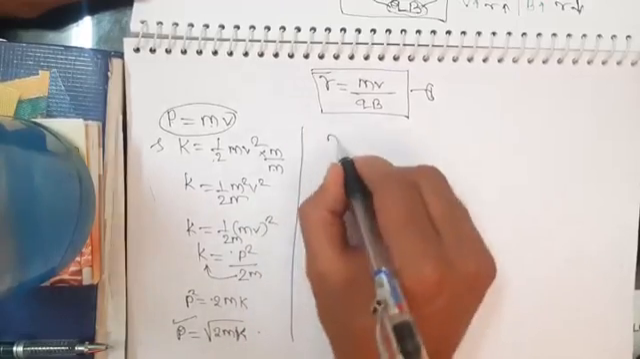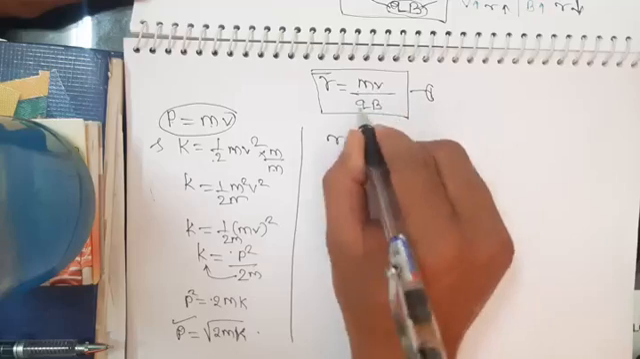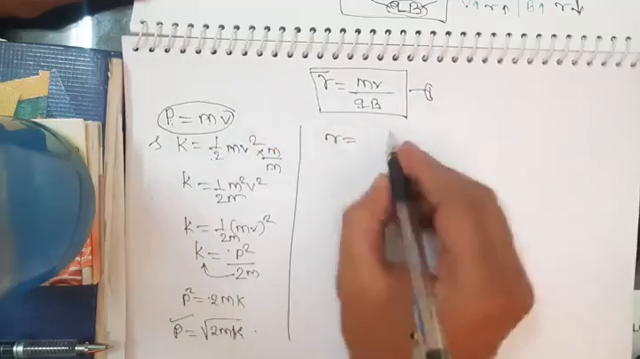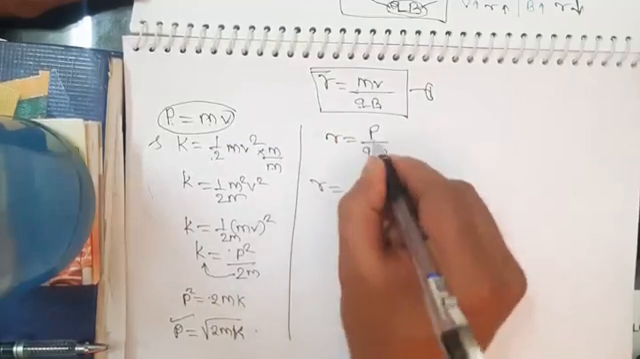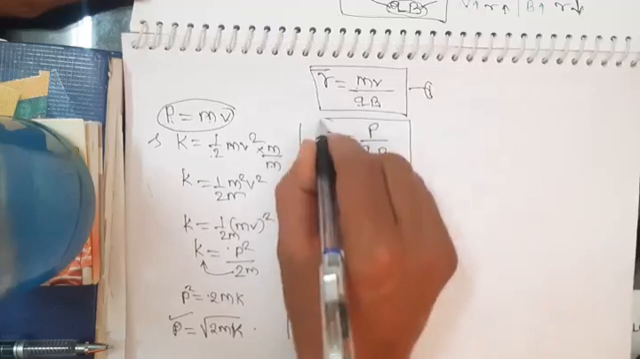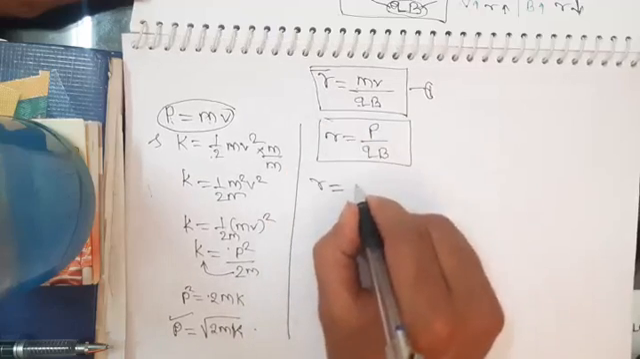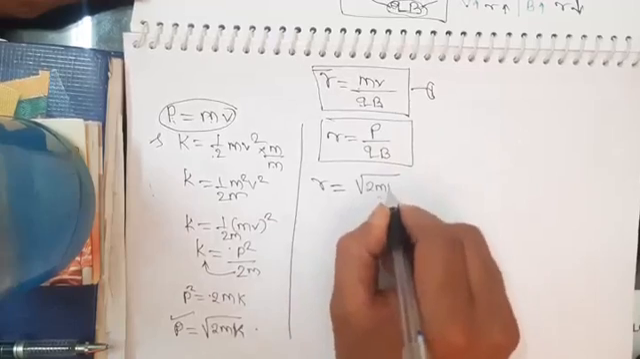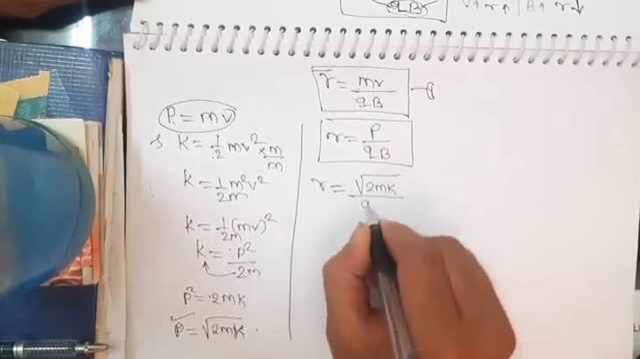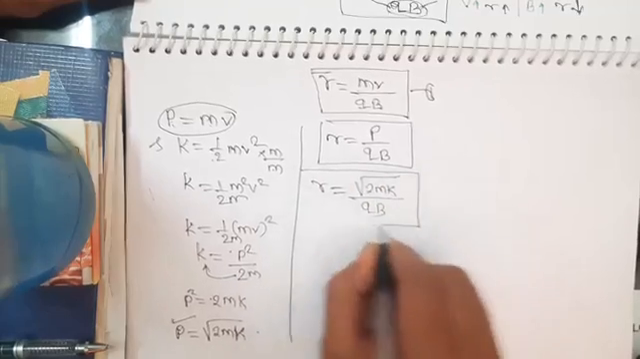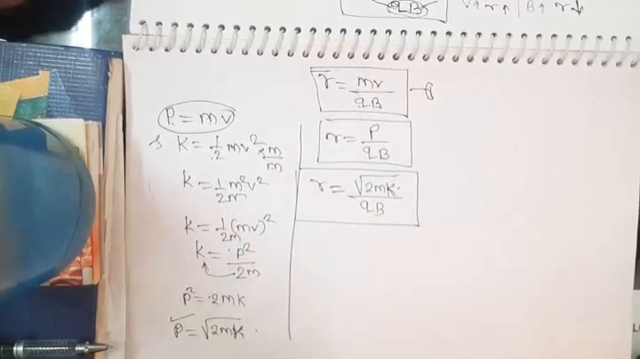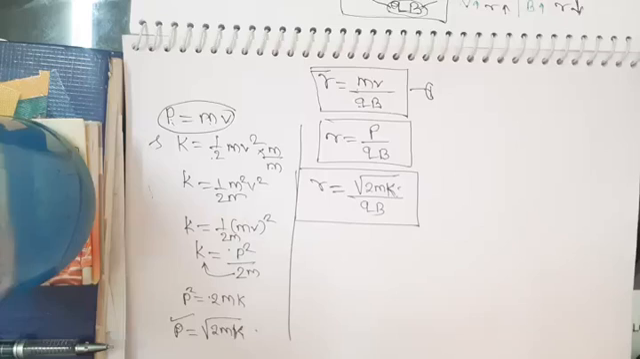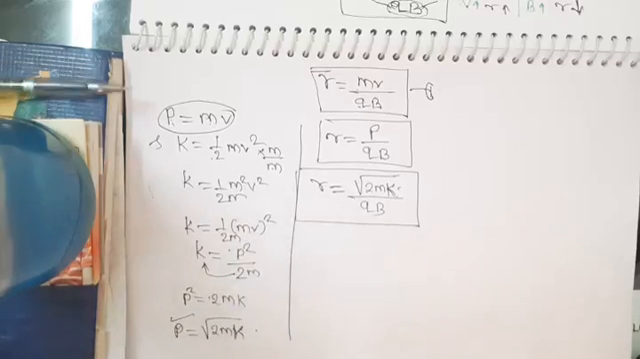Hence we know that r is equal to mv divided by qB. But mv is equal to p, so it can be written as p divided by qB. And p is equal to under root of 2mK, therefore r is equal to under root of 2mK divided by qB. So this is the radius in terms of kinetic energy, correct? This is the only thing you have to learn in this topic.